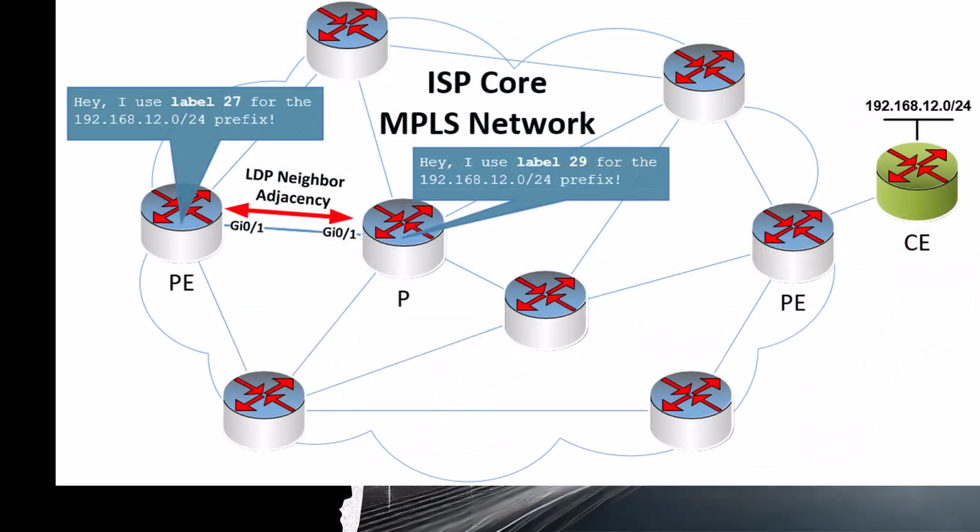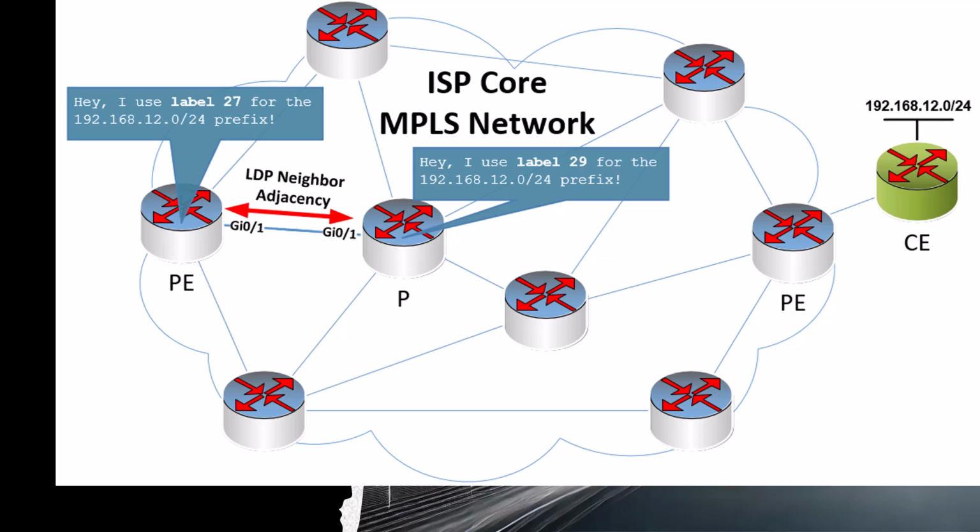Now, since labels are locally significant, MPLS routers must know what label is being used for a particular prefix by its neighbors. That way, when it forwards it to the next router in the path, it will replace its own locally significant label value with the value that the neighboring router says it uses for that particular prefix.